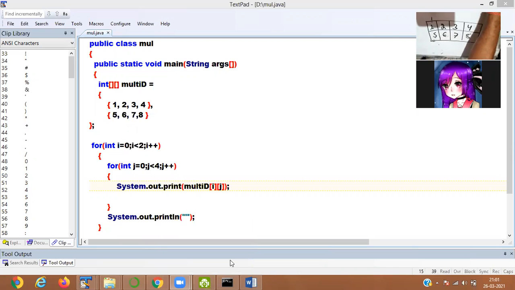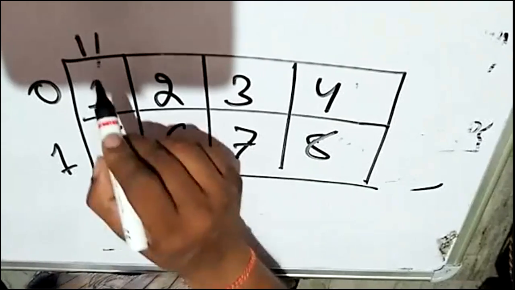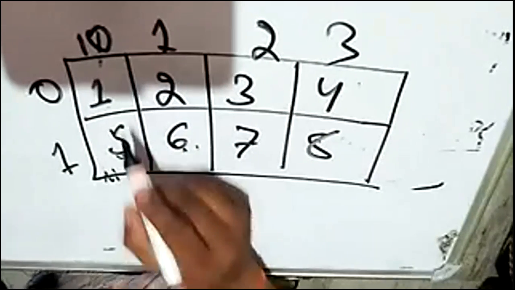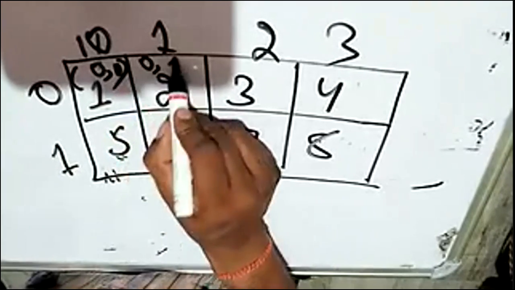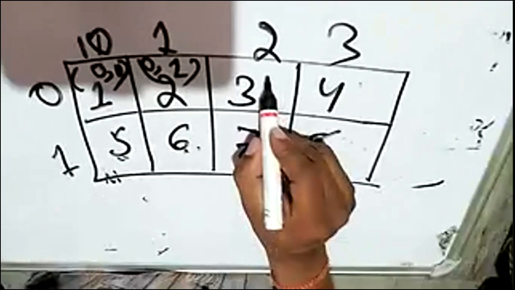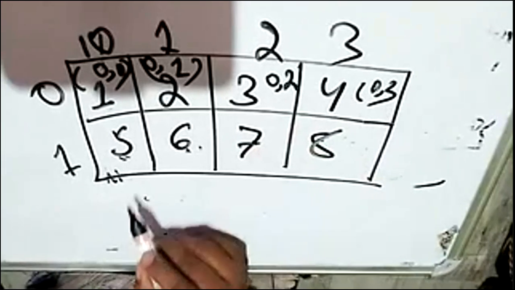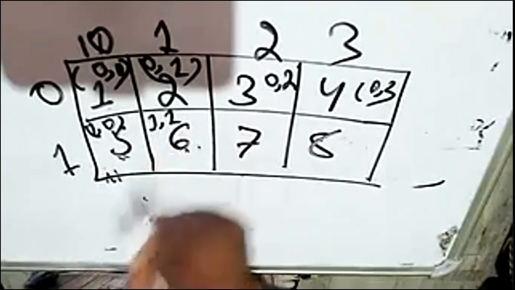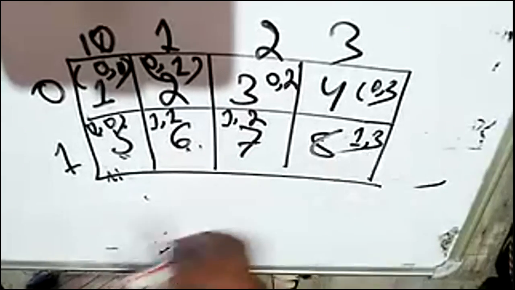Now we are using a nested for loop. Row-wise it is 0 and 1, column-wise it is 0, 1, 2, 3. So this position is called 0, 0. It is 0, 1. It is 0, 2. This position is 0, 3. Then 1, 0. Then 1 and 1. Then 1 and 2. This position is 1 and 3.